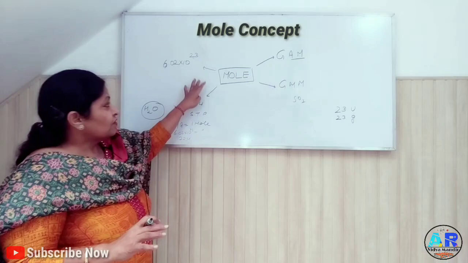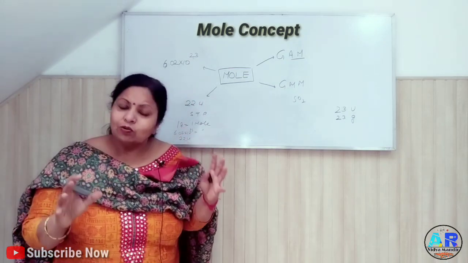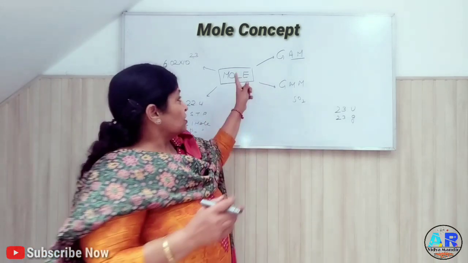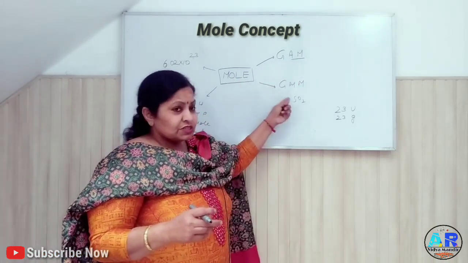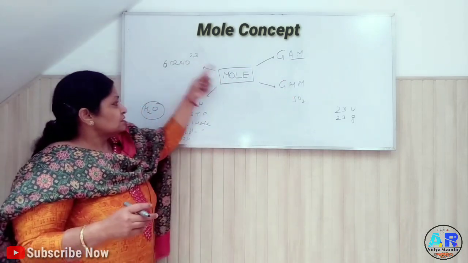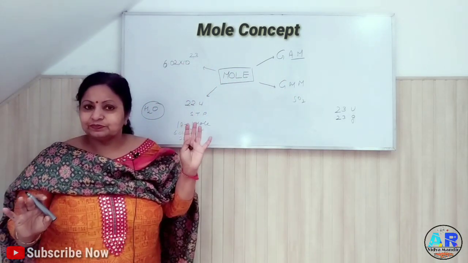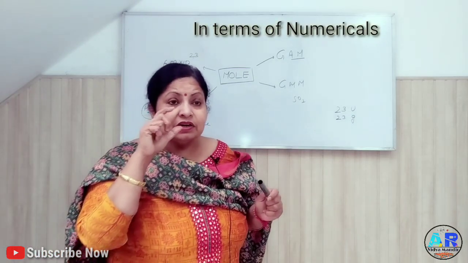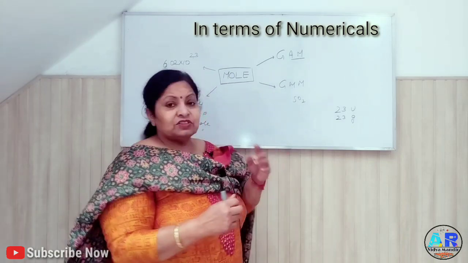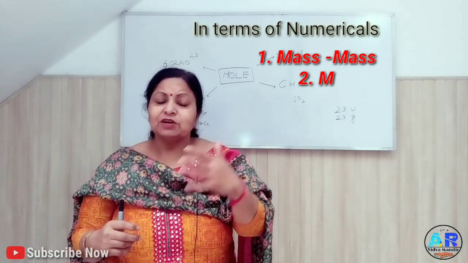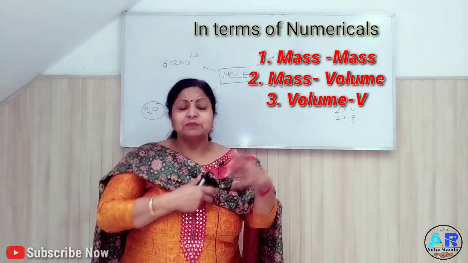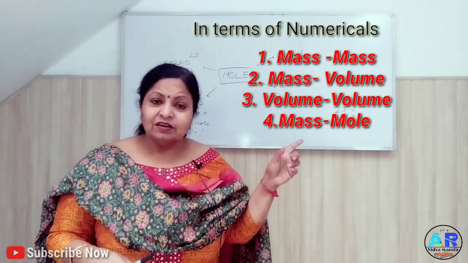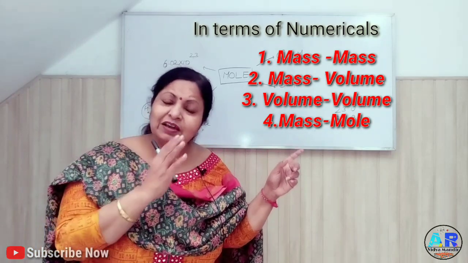Now, these are 4 terms, but these are again amount. They are one and the same thing because we have standardized it. Because A is equal to B, A is equal to C, hence B is equal to C, hence C is equal to D and vice versa. Now, when we want to calculate in terms of numericals, there are 4 relationships: mass relationship, mass-volume relationship, volume-volume relationship, mass-mole relationship. Means they are asking for molecules, but they are giving mass.